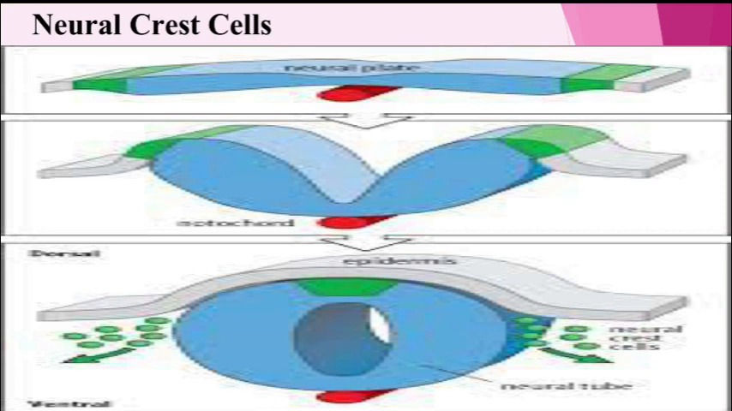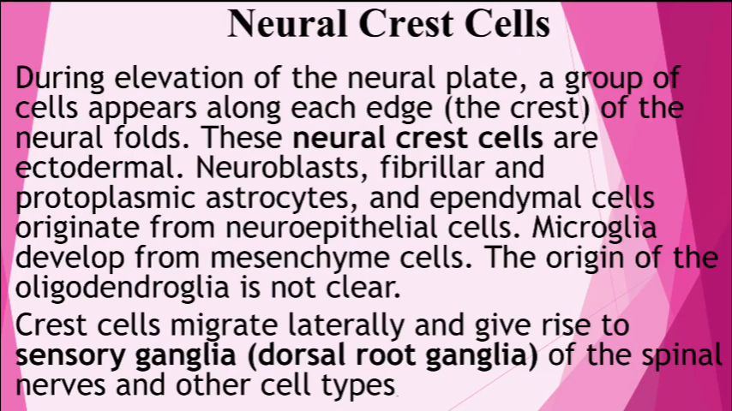During elevation of the neural plate, a group of cells appear along each edge. That's the crest of the neural folds. These cells are called the neural crest cells. They are ectodermal.